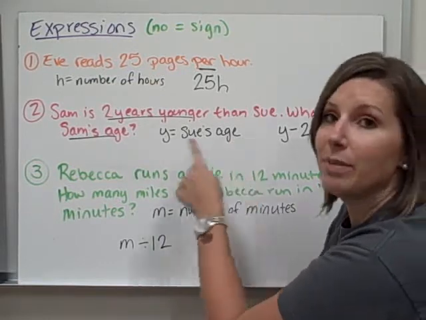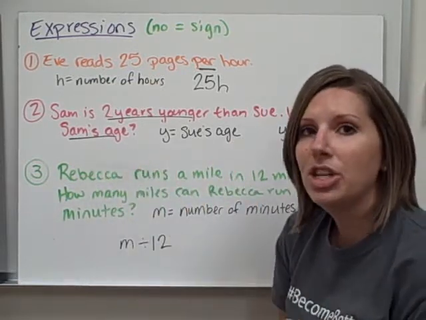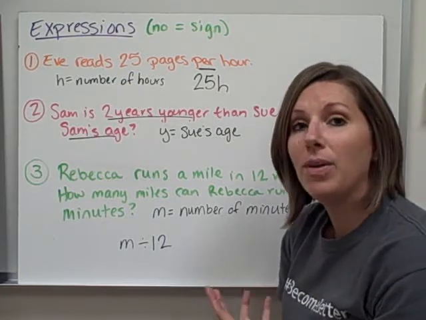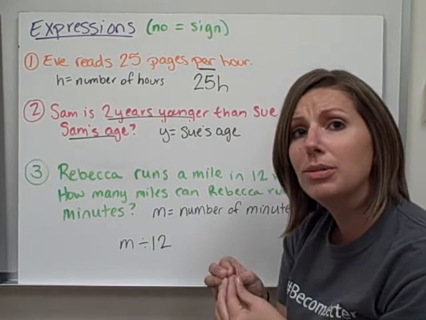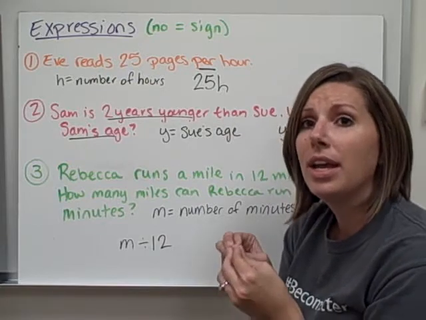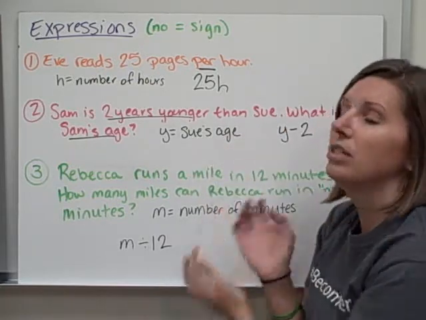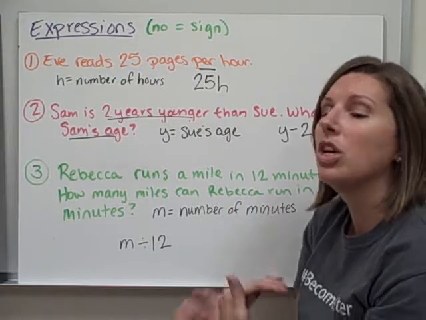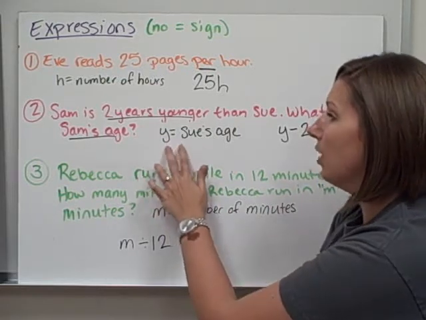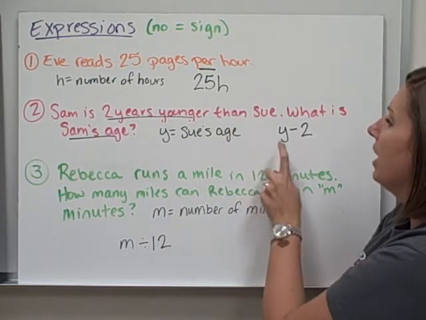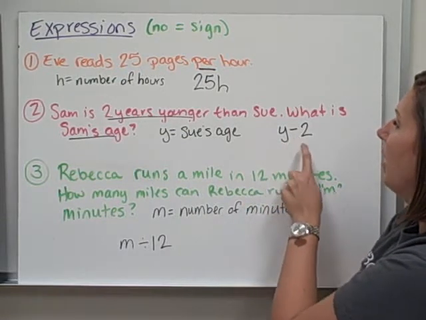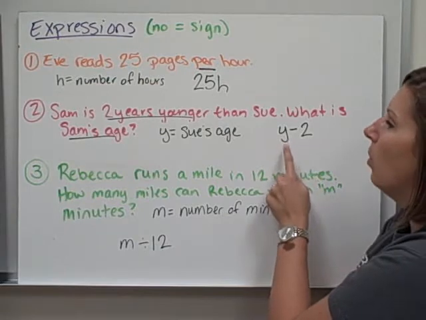The question asks me, well, what's Sam's age? Well, when I evaluate this, I will figure out Sam's age, but I have to use Sue's age in my expression to be able to figure out Sam's age. So my variable represents Sue's age. Here's my expression. We're taking Sue's age and we're taking away 2 from that. So Y take away 2.